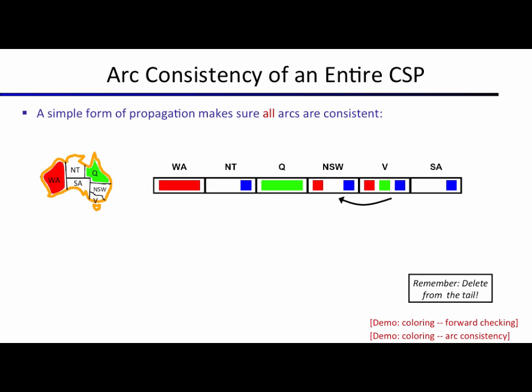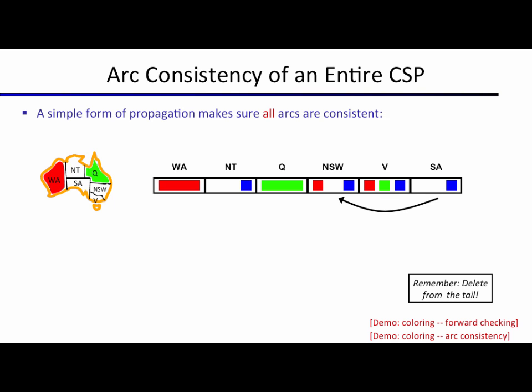Let's look at this arc. Is this arc consistent? Who thinks yes? Who thinks no? Okay. So this arc, it turns out that if I assign red, I can assign blue. If I assign blue, I can assign red. And if I assign green, I can do whatever. So this arc is actually consistent. Let's remember this arc from V to NSW. That's consistent. We're going to come back to it later.